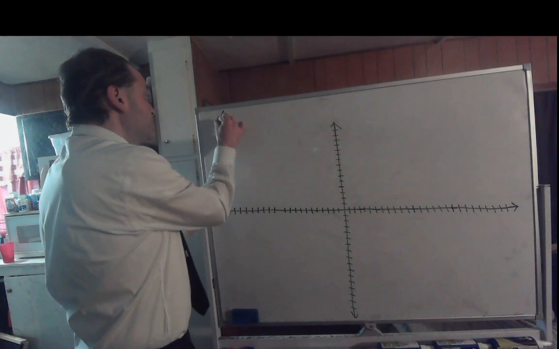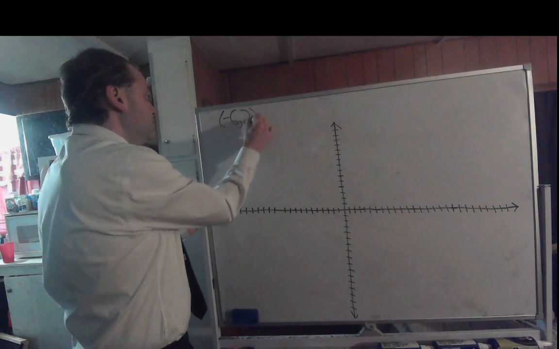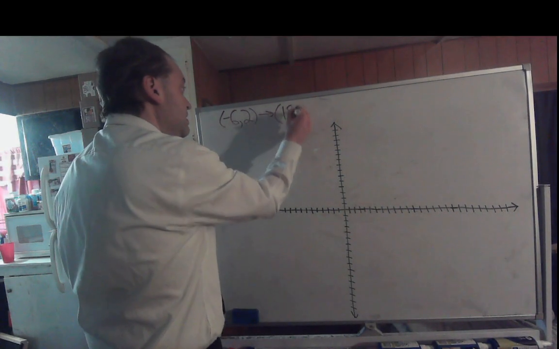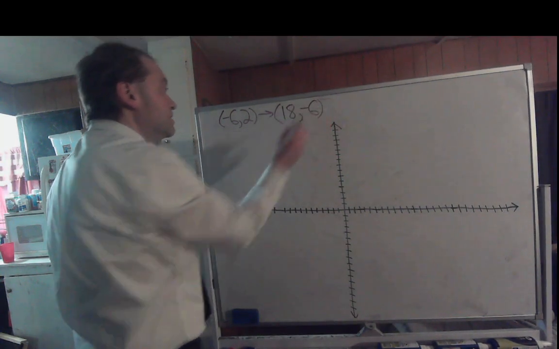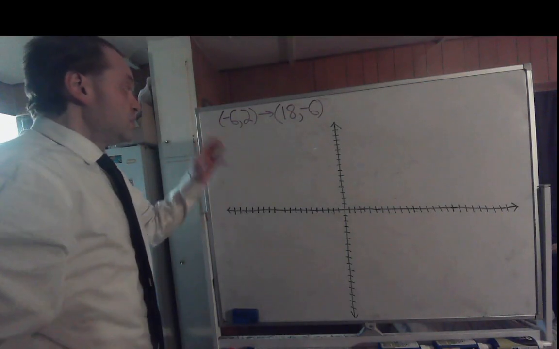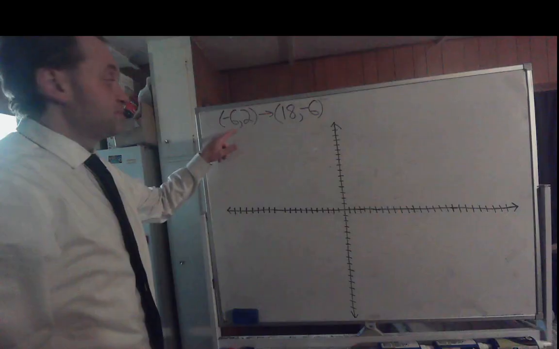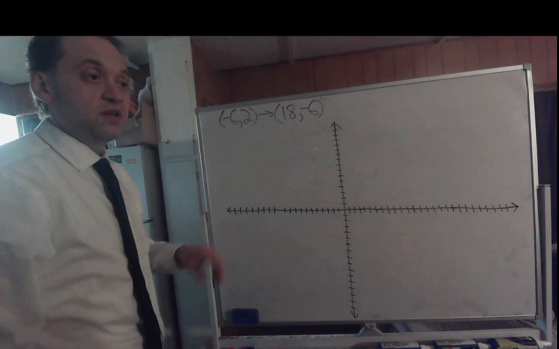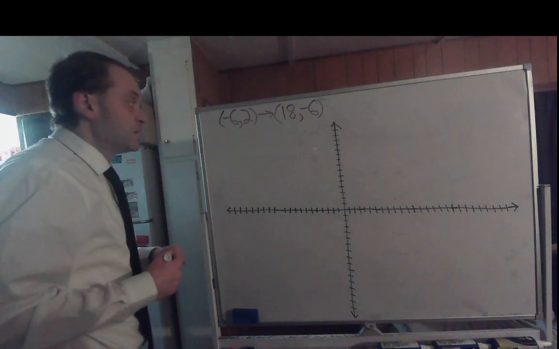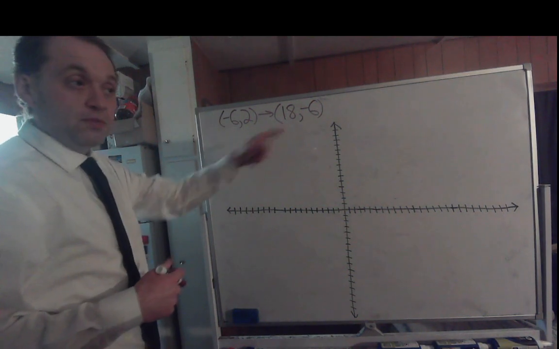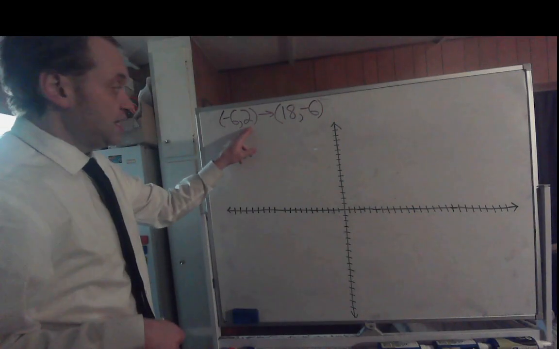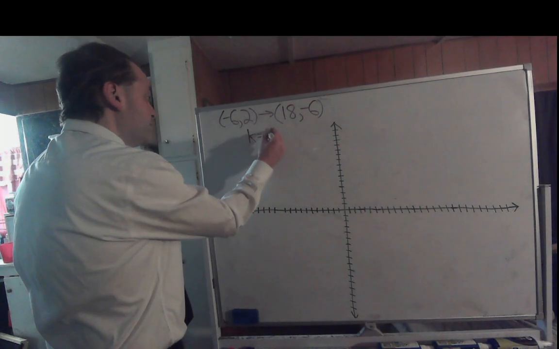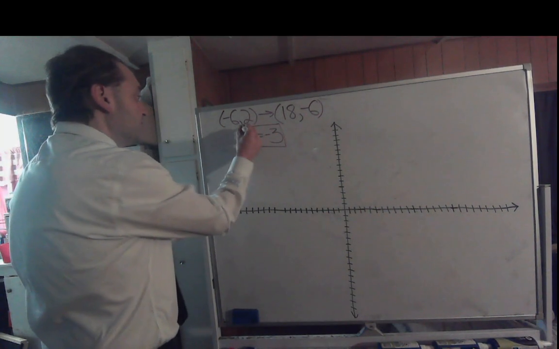Alright, so we start with the point (-6, 2). We end up with the point (18, -6). So we start at the point (-6, 2). The dilation results in (18, -6). Well, what is the scale factor? Well, -6 times -3 would equal +18, right? 2 times -3 would equal -6. So it appears that your scale factor is -3. So that's our scale factor.